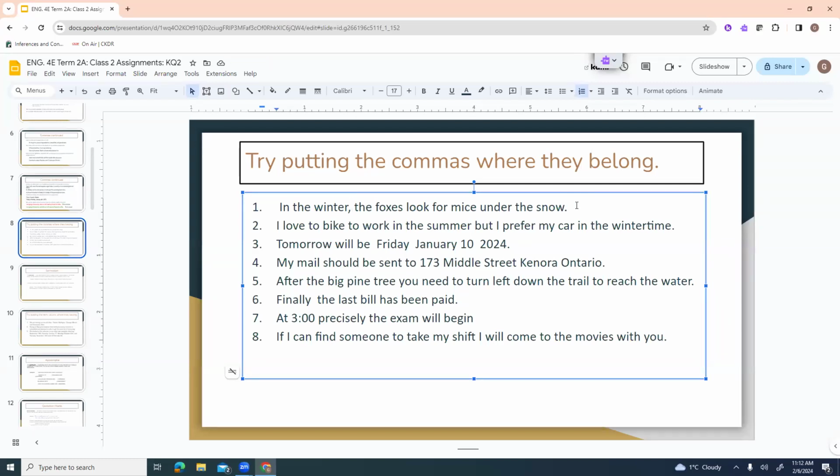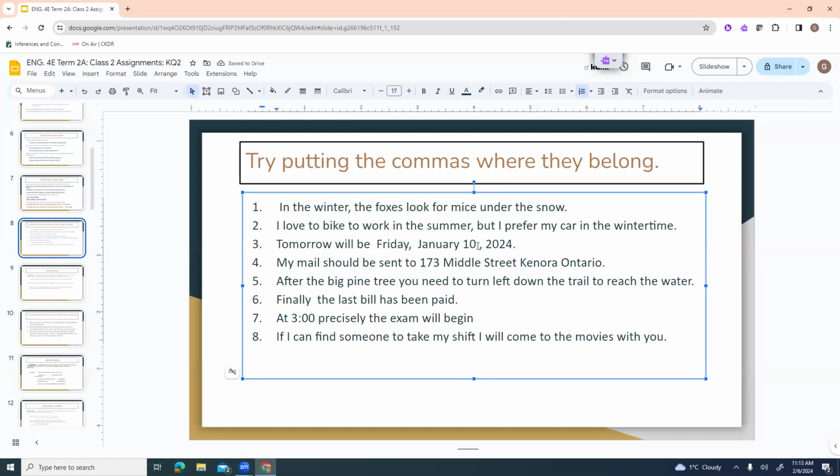"I love to bike to work in the summer but I prefer my car in the wintertime." Okay, where do I need a comma there? This is really two sentences. They're joined up by the conjunction but, and right before the conjunction is where the original sentence would end. So I put a little comma there showing that I understand that. "Tomorrow will be Friday January 10th 2024." Well, we separate the day from the month and then the month from the year. So that one needs two commas.